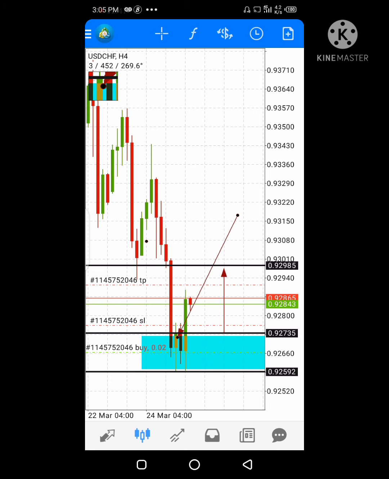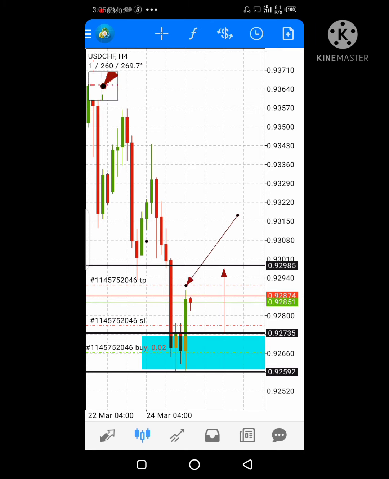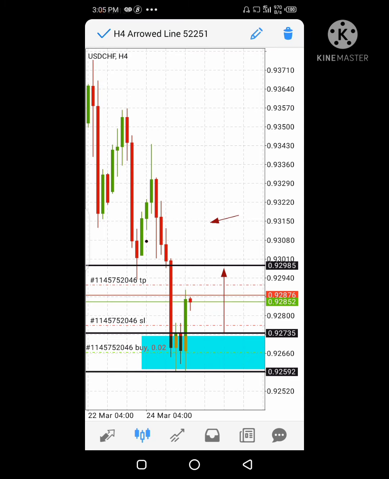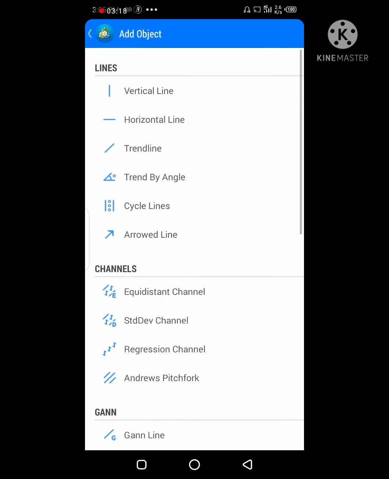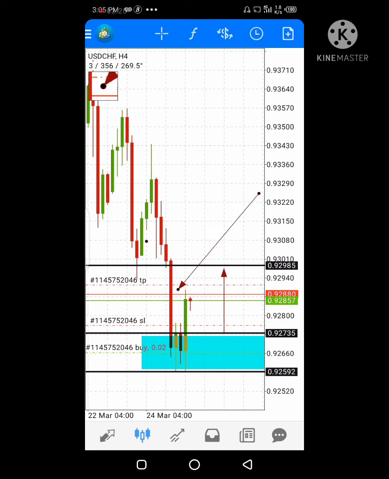A hammer is actually different from a doji, and this one is a green hammer because it was a buy. For a buy you look for a green hammer, and for a sell you look for a red hammer, which is the opposite. Don't get confused between the hammer and the doji. The doji does not have a body, but the hammer has a body. You can see.